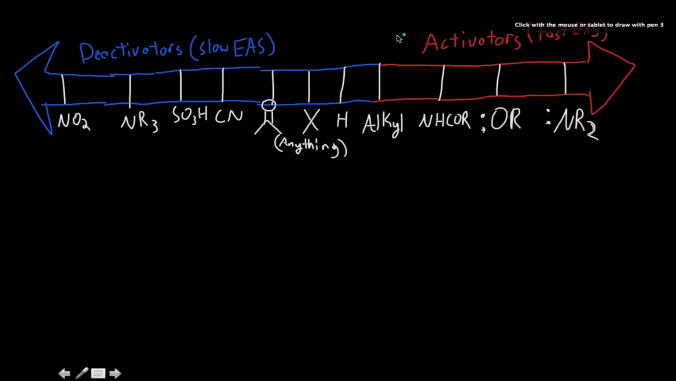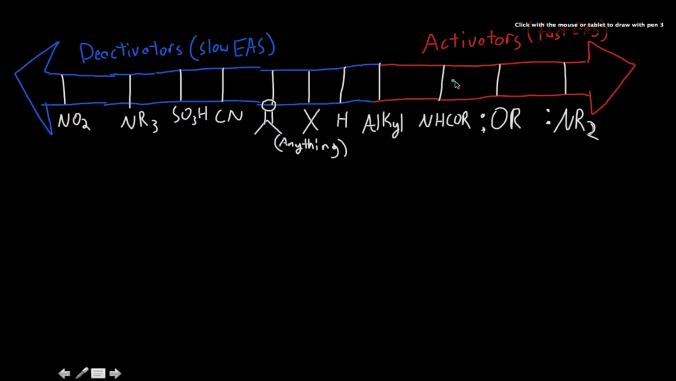So for EAS, we have substituents that act as deactivators and activators. At the far end of the spectrum, the most powerful activating group is NR2, and the reason is the lone pair that it has, which makes it really good at resonance stabilizing. Next to that would be the OR group, and that's pretty much the end of the activators.